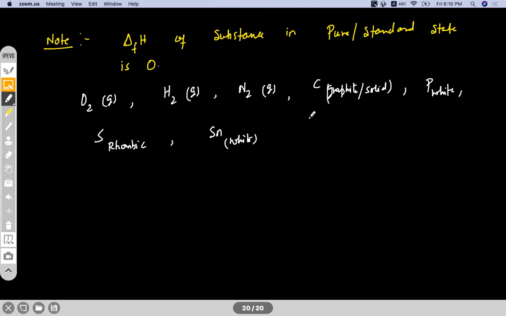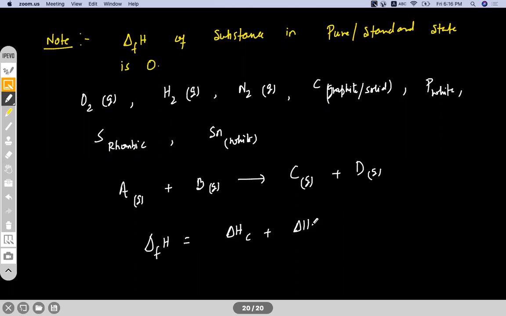Now, one last thing you see. If you have a reaction, their state is given, A gas, I'm assuming, B gas, I'm assuming, gives C gas and D gas. Suppose we have this reaction. So enthalpy of formation of C and D, delta FH, obviously for one mole, is equal to the enthalpy of formation of C plus enthalpy of formation of D minus the reactant one, enthalpy of formation of A plus enthalpy of formation of B. This is the enthalpy of formation, product minus reactant, thus you need to do.